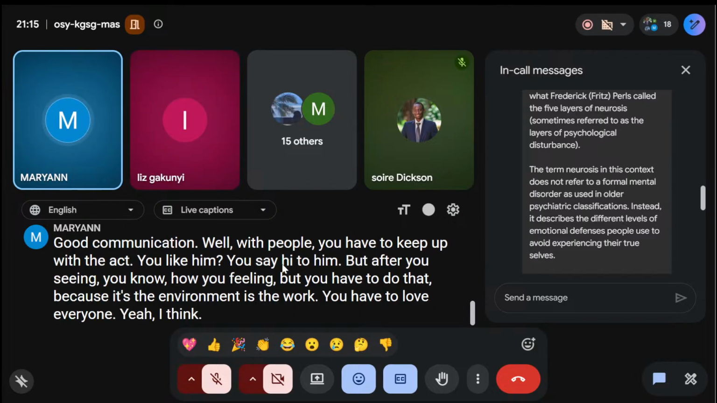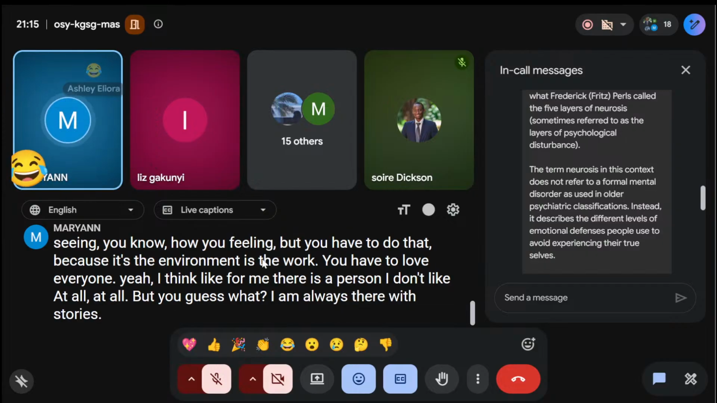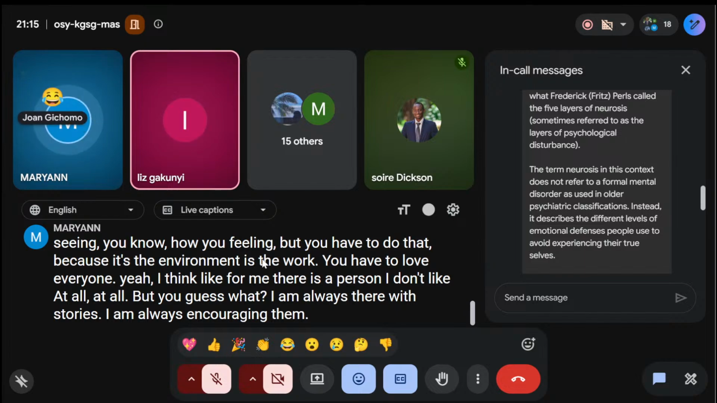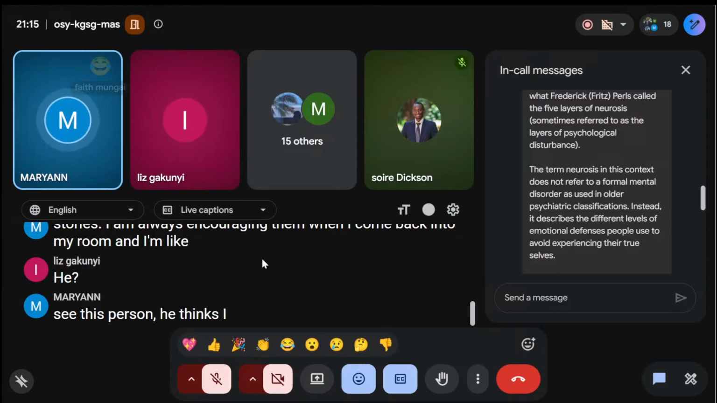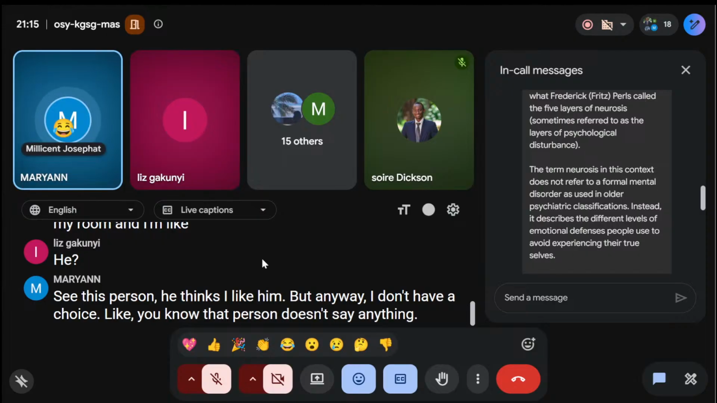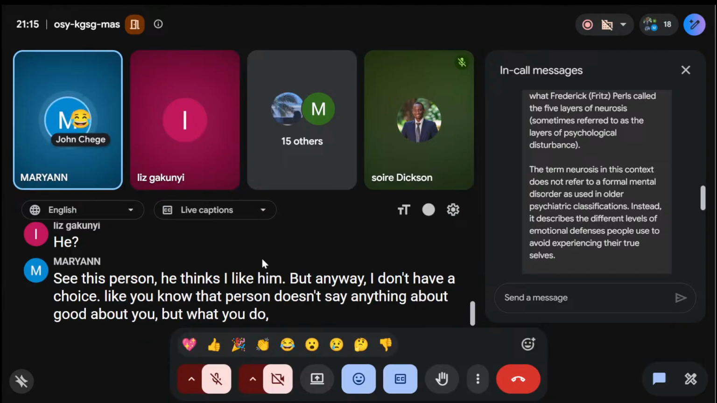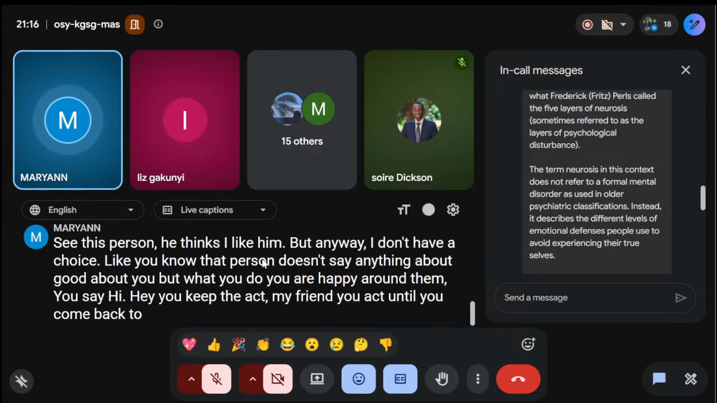Yeah, I think for me, there is a person I don't like at all. But you guess what? I am always there with stories. I am always encouraging them. When I come back into my room, I'm like, see this person, he thinks I like him, but anyway, I don't have a choice. That person doesn't say anything good about you, but what you do, you are happy around them. You say hi. Hey, you keep the act, my friend. You act until you come back to your room. You go back to the factory setting.